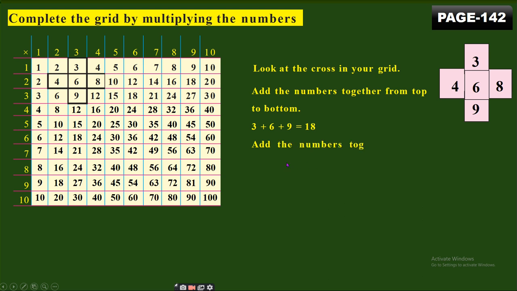And now add the numbers together from left to right. Left to right, that means 8 to 4. So 4 plus 6 plus 8 equals 18. So top to bottom ko add karenge to 18 mil raha hai, aur left to right numbers ko plus karenge to bhi hame answer 18 hi mil raha hai. So the total is the same.